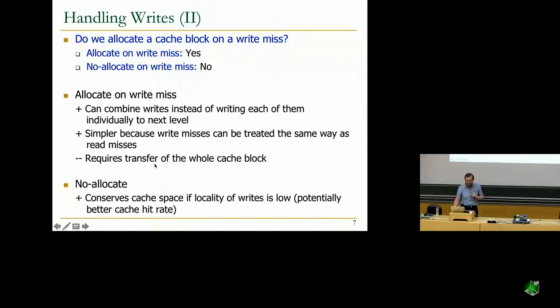If you don't allocate on a write miss, it conserves cache space if the locality of writes is low. So basically, if you don't allocate, you don't disturb the cache. And if you're doing only one random write to one location in memory, there's no reason to bring the cache block into the L1 cache. You save bandwidth, but you also save cache space.